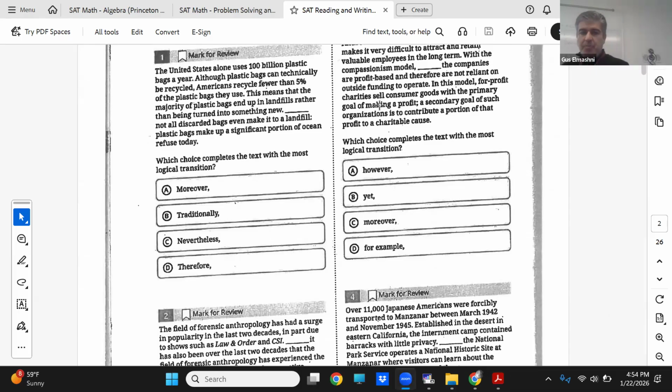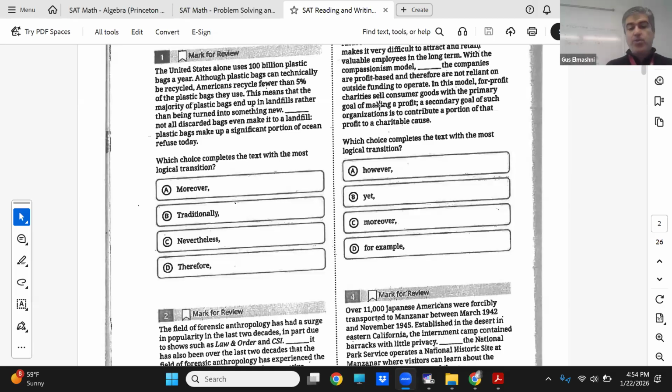Like this one here. The US alone uses 100 billion plastic bags a year. That's crazy. You do learn a lot of facts when you do this SAT prep. Although plastic bags can technically be recycled, Americans recycle fewer than 5% of the plastic bags they use. This means that the majority of plastic bags end up in landfills rather than being turned into something new. Blank, not all discarded bags even make it to a landfill. Plastic bags make up a significant portion of ocean refuse today. I wouldn't want to say nevertheless, because that's a contrast, and you're kind of agreeing. It's kind of like saying furthermore, or in addition, additionally. That's what you're trying to say here, right?